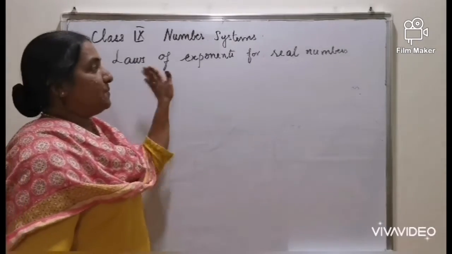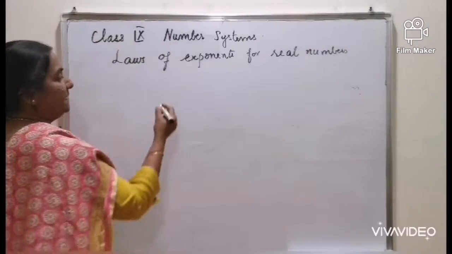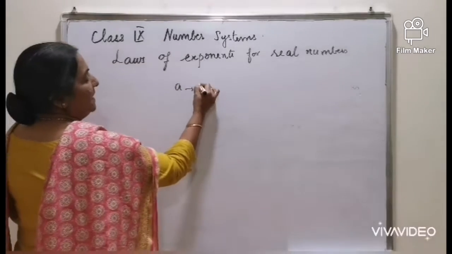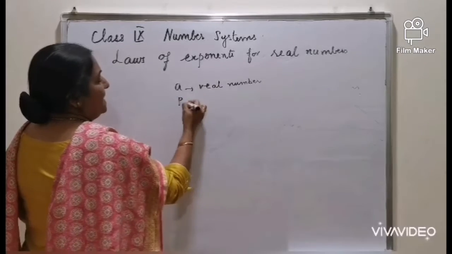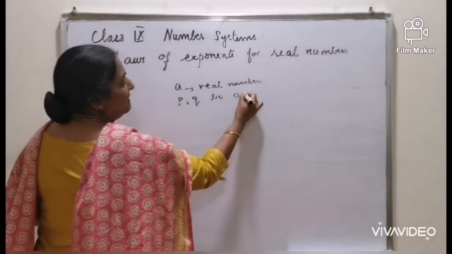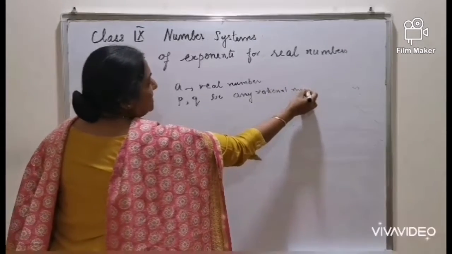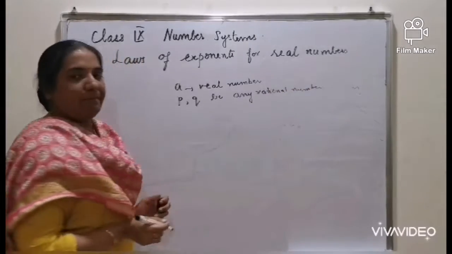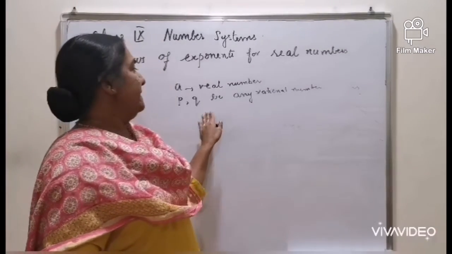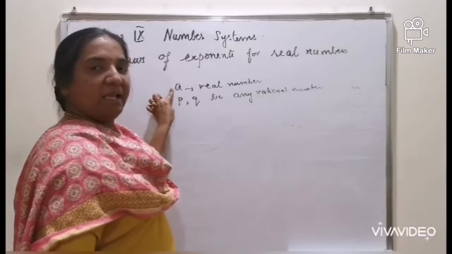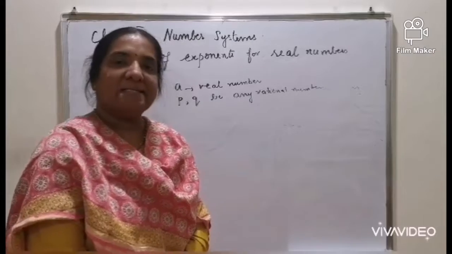What do laws of exponents for real numbers indicate? It indicates that let A be any real number and P and Q be any rational number. The same laws of exponents will hold good or will be satisfied by the real number A with the rational values of P and Q as indices.